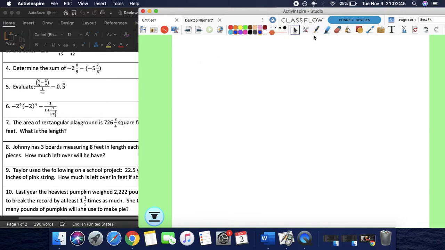Where are we? Question 7. So the area of a playground is 76 and 3/4 unit squared, whatever the unit is. The width is 20 and a half. The length I don't know.